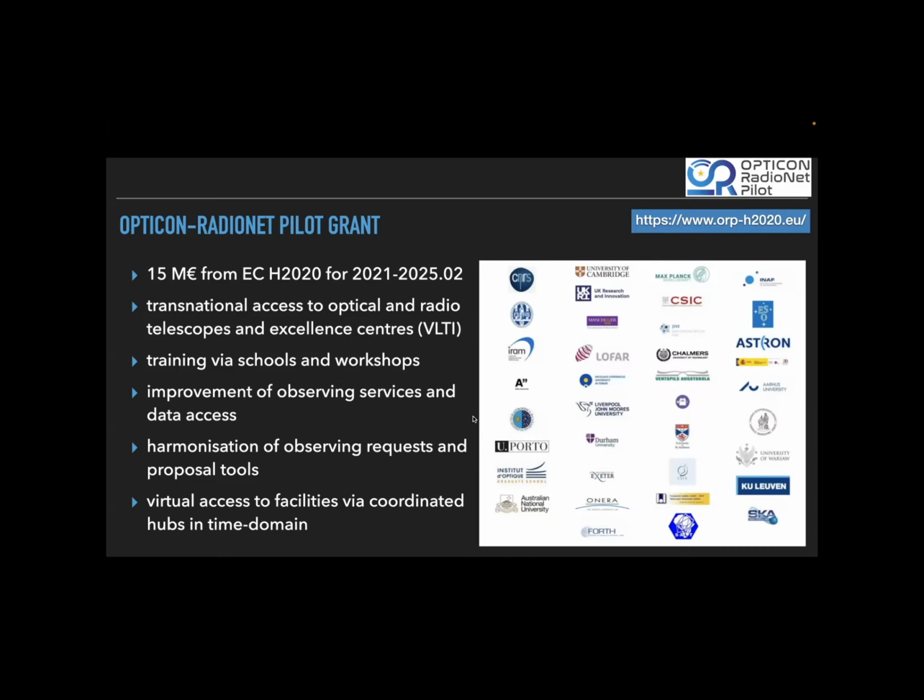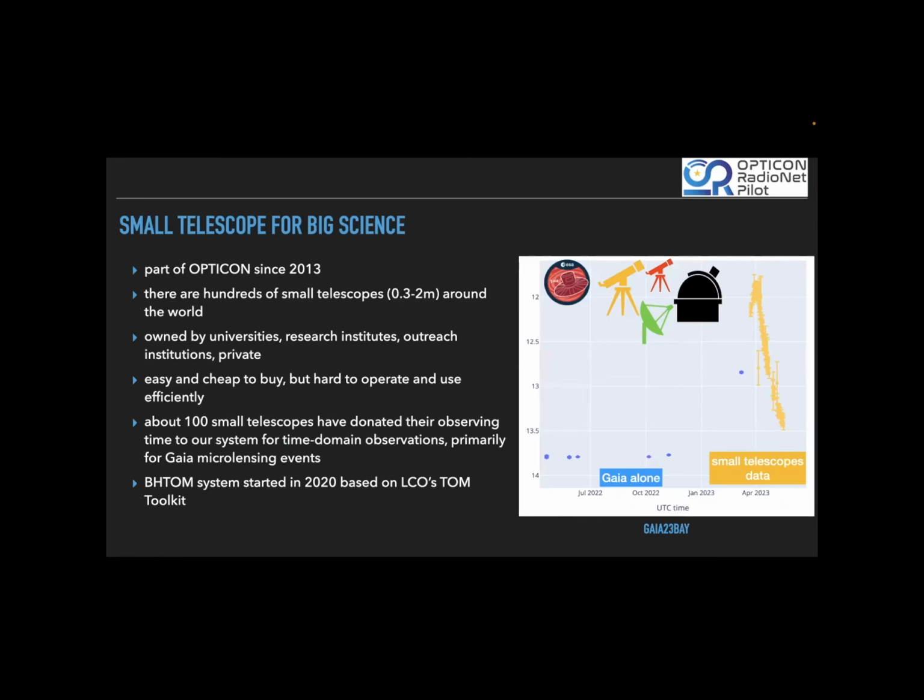So like VLTI telescopes, radio telescopes as well, and then there is support in the form of excellence centers. There are trainings and workshops. Generally, the idea is to improve observing services and data access, also harmonization of observing requests and proposal tools. And the last bit, which is what I'm contributing to this grant, is virtual access to facilities via coordinated hubs in time domain. So we've been part of the Opticon project since 2013.